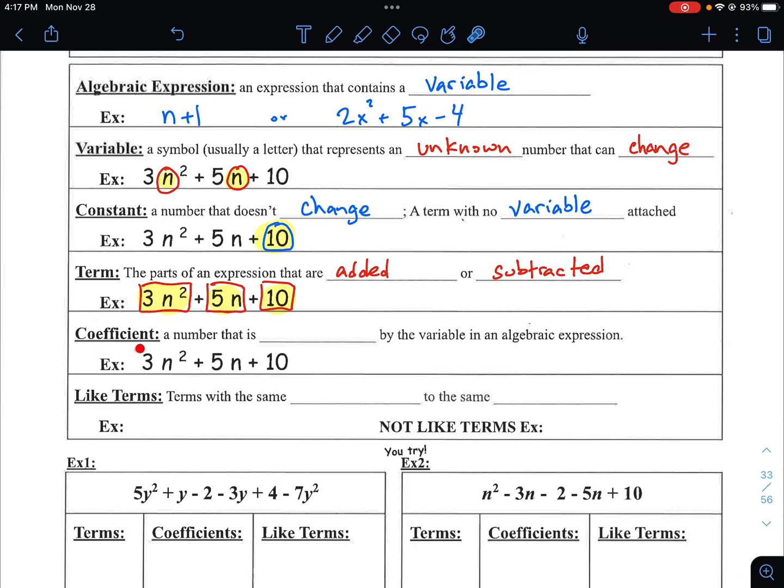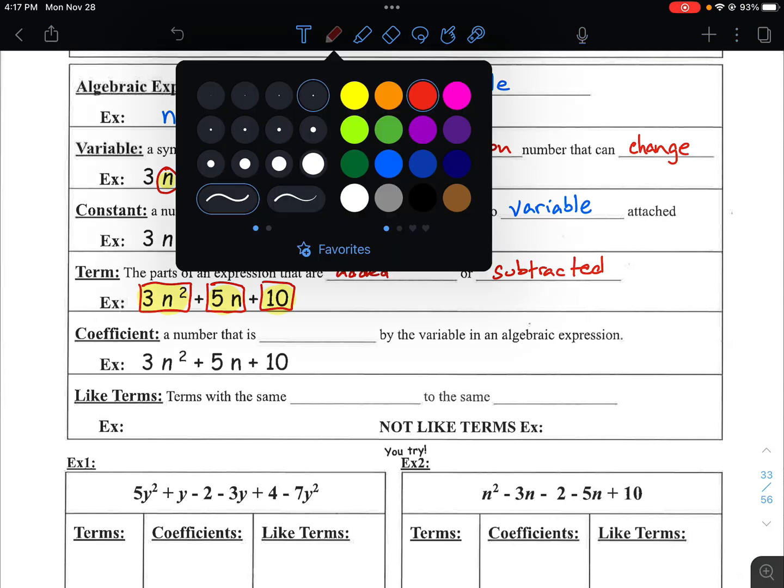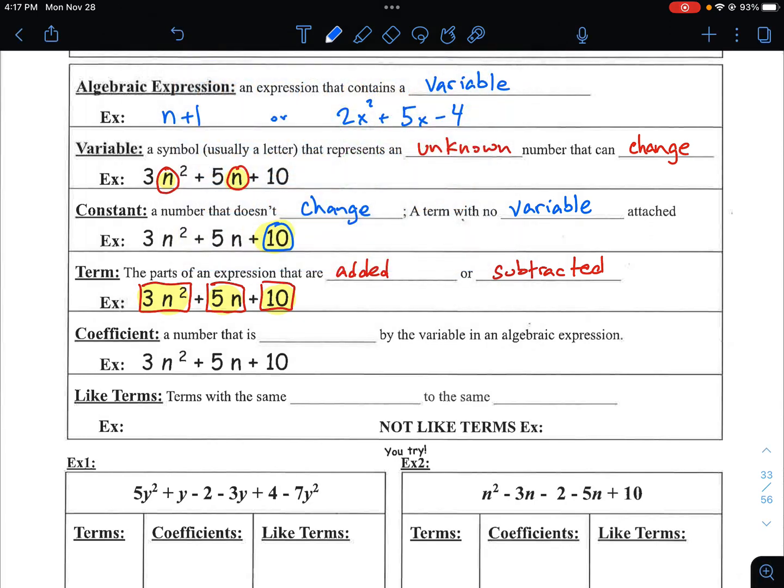What is a coefficient? A coefficient is a number that is multiplied by the variable in an algebraic expression. So in this case, what is the coefficient? We have two of them. It's 3 and the 5. So another way to think about a coefficient is it's the number in front of a variable. And what do you do with 3 and n squared? Well, if you knew what n squared was, you would multiply that. And if you knew what n was, you would multiply 5 times whatever n is.